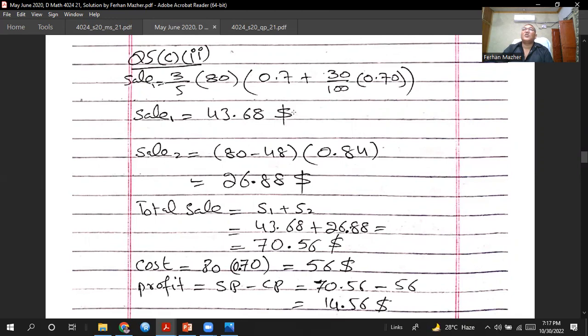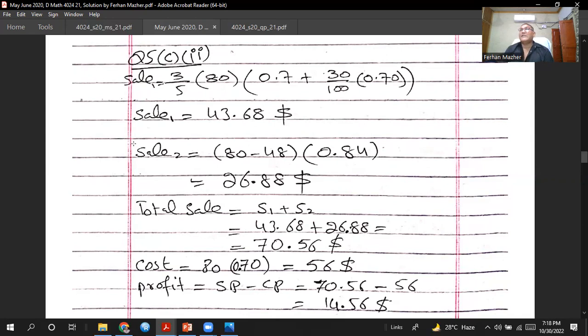So 0.7 plus 30% of 0.70. When you multiply this whole thing, you get 43.68. So for sale number one, you get 43.68. If you multiply 3 by 5 into 80, this is 48. He says the remaining chocolates are sold at the sale price of $0.84. So the remaining chocolates are 80 minus 48, and you multiply this number with 0.84. When you multiply them, you get 26.88.